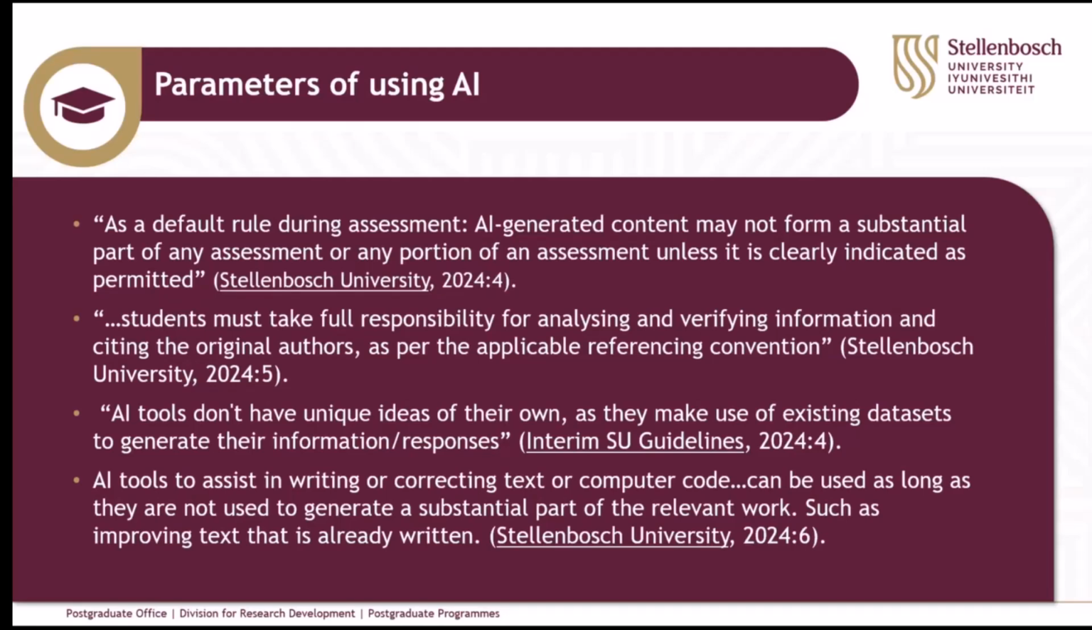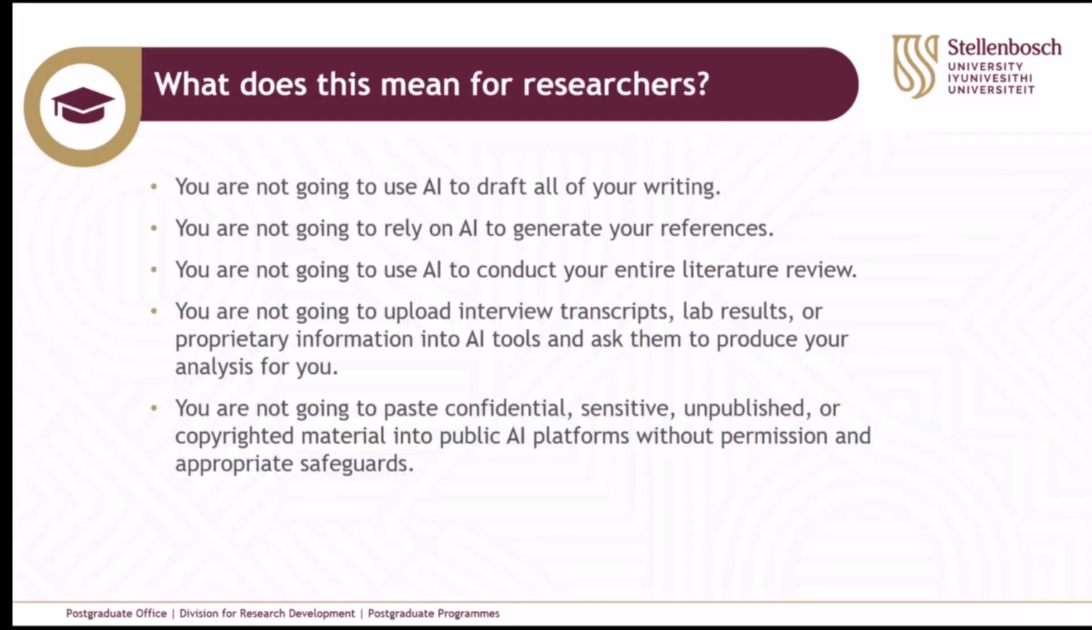I also want to just go on to this section, and this is what's going to kind of form the basis of what I would say is acceptable AI use. And I'm going to give you some practical tips here, but there's other things I want to get to first before we get to that. So AI, according to our position statements, can be used as long as they're not used to generate a substantial part of the relevant work, but it can be used to improve text that is already written. So what that means is if you're writing text and you're using AI as an academic editor, that could be acceptable usage, and we'll get to that.